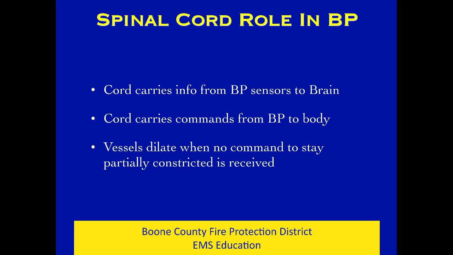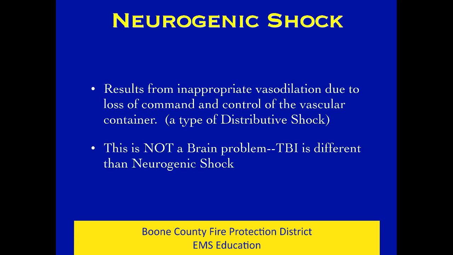So now you have SVR dropping because there's no command getting through to the blood vessels to say, stay partially constricted. And vessels, when they don't have a command to do something, they just relax. So when the vessels dilate because there's no one telling them to stay constricted, and the heart doesn't know to speed up, then you have a drop in cardiac output and you have a drop in SVR, and that causes a drop in BP. So neurogenic shock is one of the three distributive shocks.